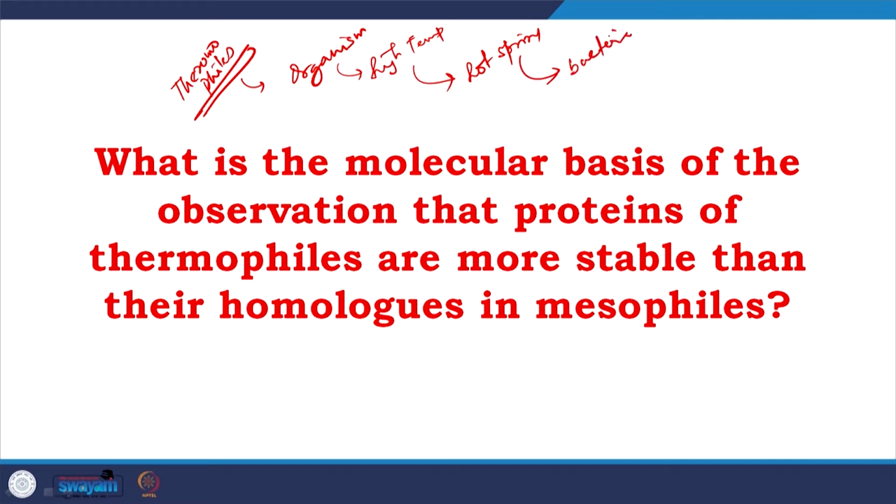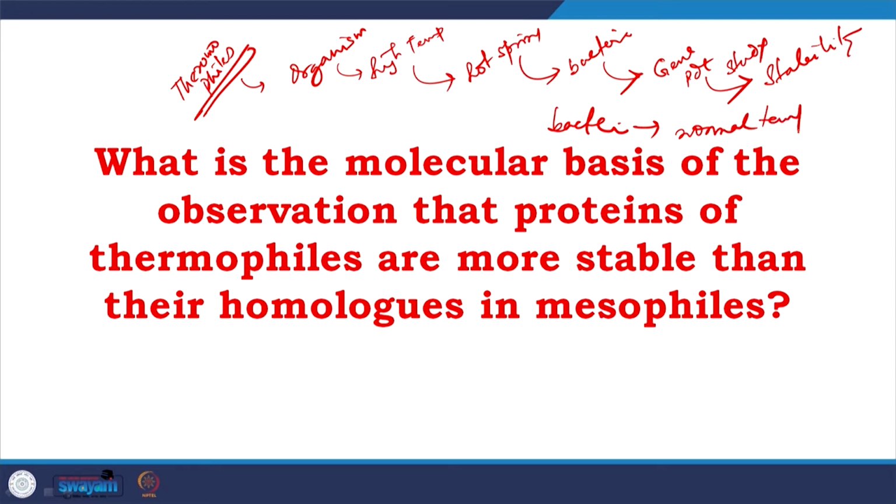bacteria from there, you will definitely find that a protein, a gene product, I would say, coming from that bacteria, if you study it, would show more stability than the same protein in a bacteria which is staying in normal temperature. That is called mesophile. So, why is this happening? Give your thought, we will come to explain that.